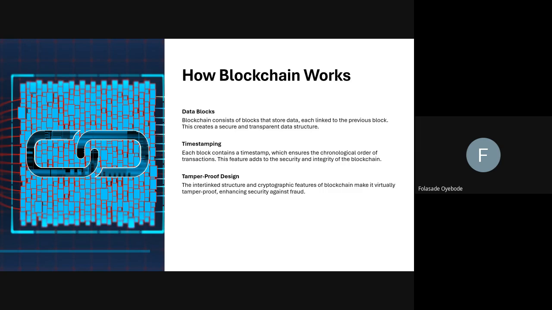An example of this will be, let's imagine writing financial transactions in a diary where each page refers to the previous one. If someone tries to change a past entry you've written in the diary, it won't match the newer pages, and this is how blockchain prevents fraud.